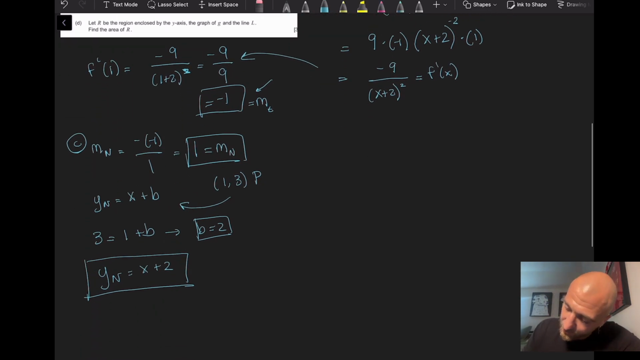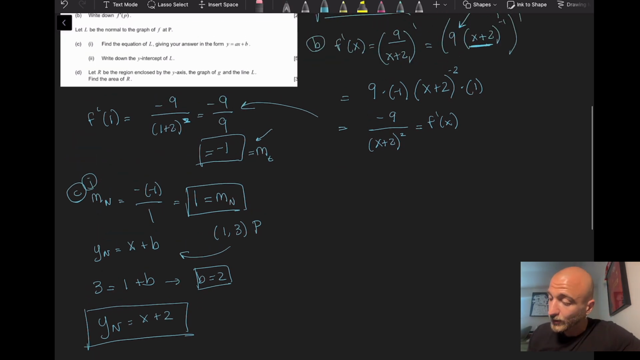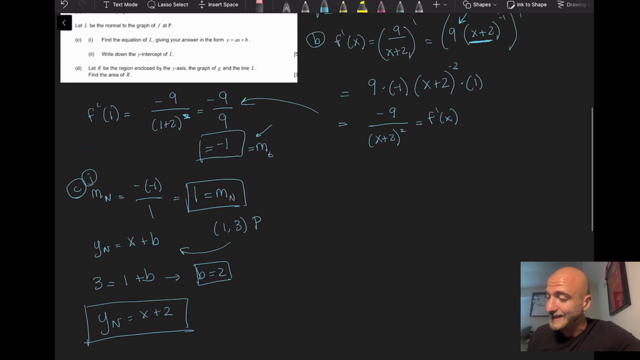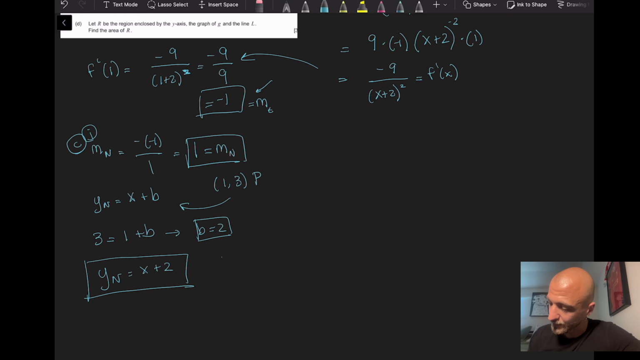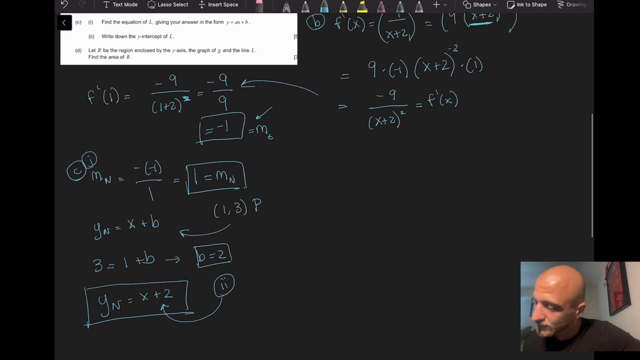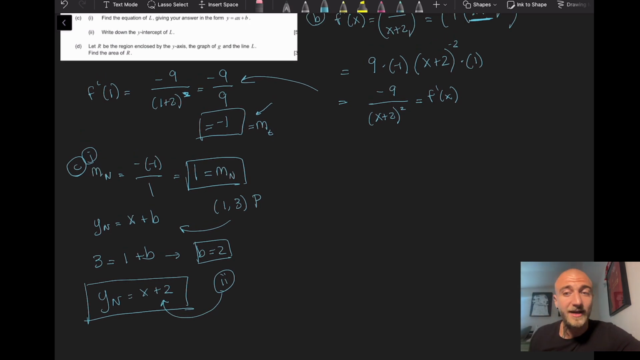Let's properly label this. Part C2: write down the y-intercept of L. Well, this should be pretty obvious. At the y-intercept, excuse me, I read one thing and said the other. The y-intercept is just the value of y when x is equal to 0. So we know that is the point (0, 2).